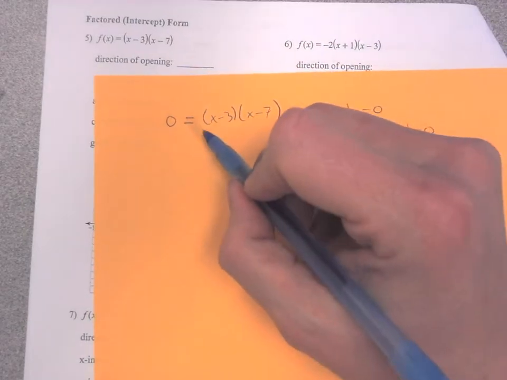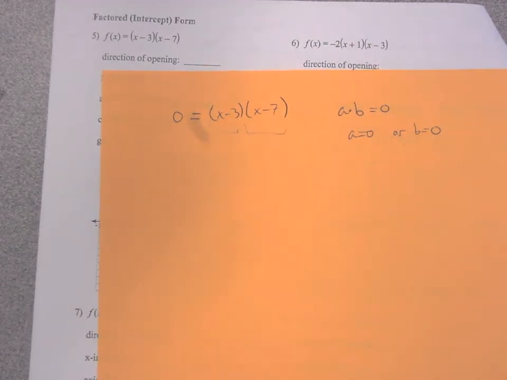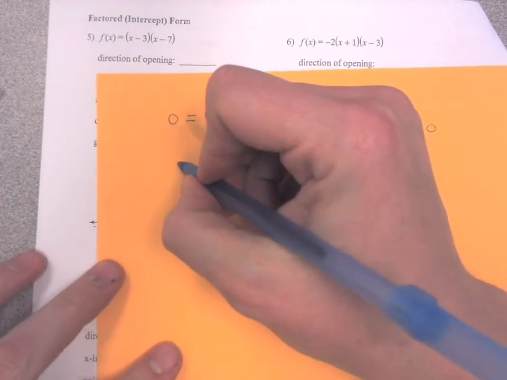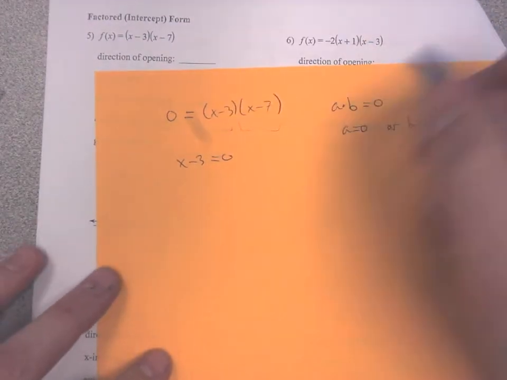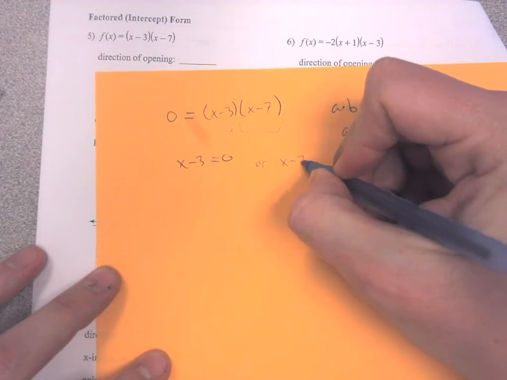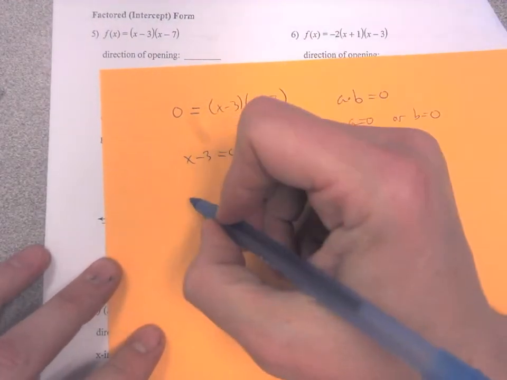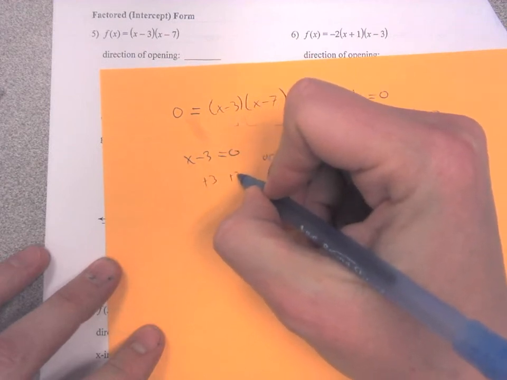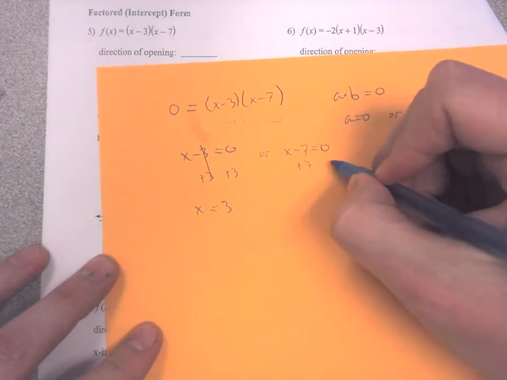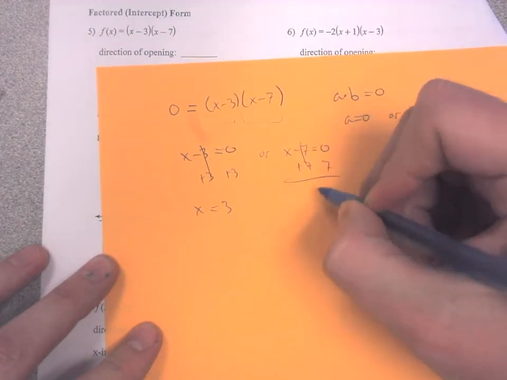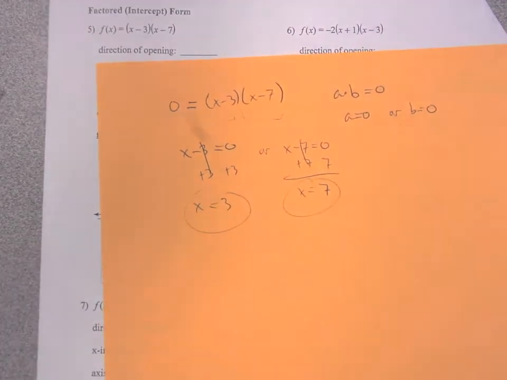Okay, so notice here I have a product of 2 binomials, and I'm multiplying those and I get a 0. So that means either the first factor, the first binomial, has to equal 0, or the second factor has to equal 0. Okay, so if I solve this for x, I get x equals 3 over here, and over here I add 7 to both sides and I get x equals 7. Okay, these are my solutions.